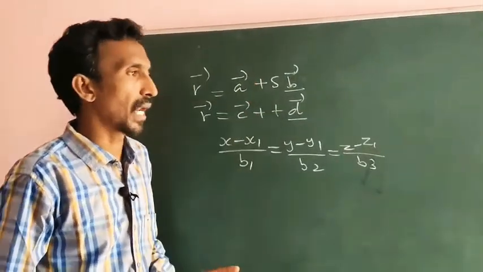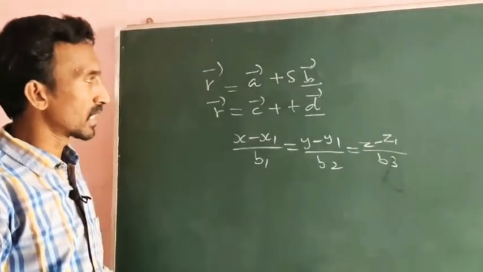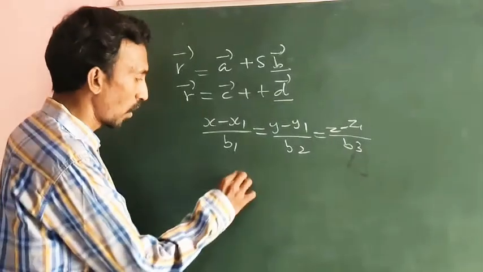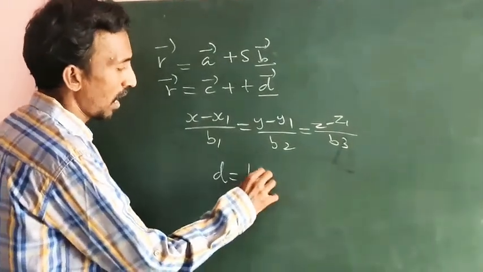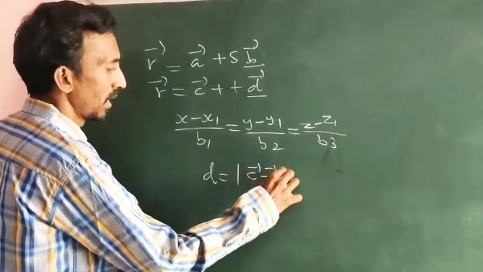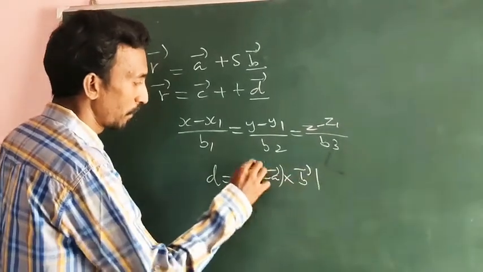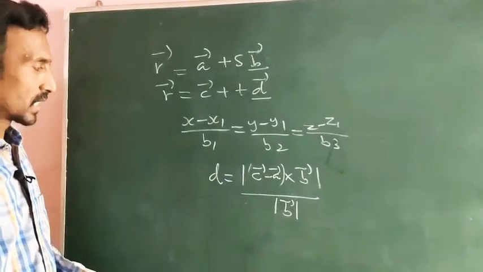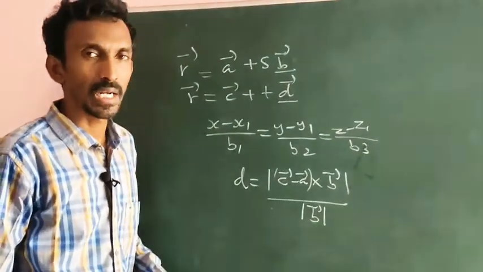If they are parallel, then we have to find out the distance between the two. The formula is distance d equal to modulus of c minus a cross b by modulus of b vector. It is the shortest distance between two parallel lines.